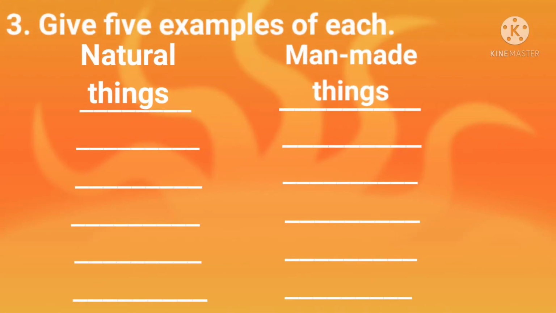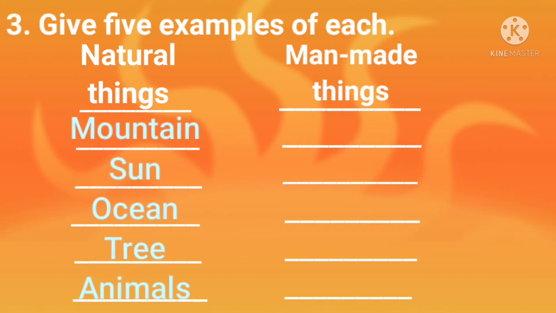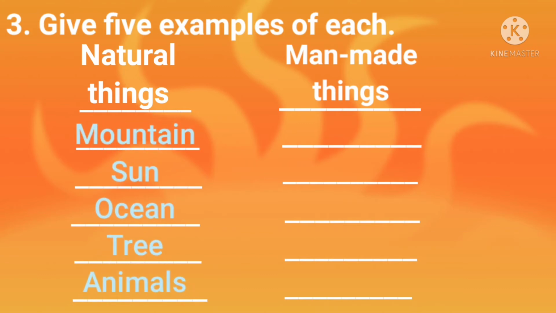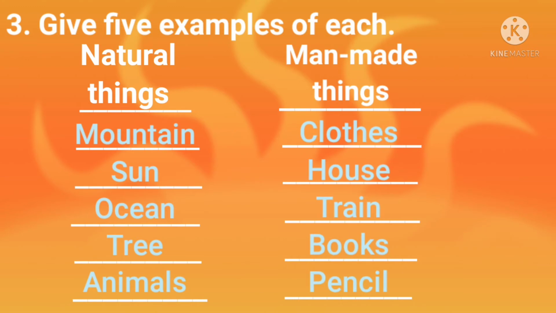Question number 3. Give 5 examples of each. Natural things, man-made things. Natural things का 5 examples दो, man-made things का 5 examples दो. So start with natural things. Mountain, sun, ocean, tree and animals. Now man-made things. Clothes, house, train, books and pencil.